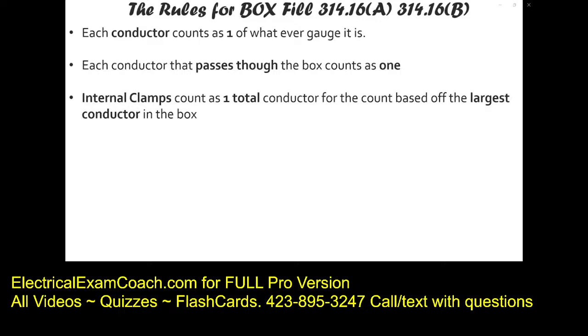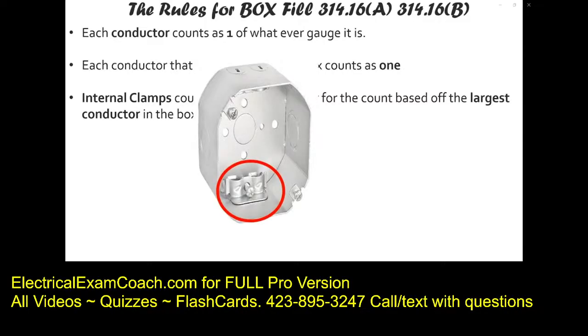Let me show you what I mean. This is an internal clamp. The clamping mechanism is inside the box. Well, it's taking up some of my space, so we have to account for it somehow. What this code is stating is it doesn't matter if I have 1 or 5 of these clamps, we're only going to count it as one, and it's going to be grouped with whatever the largest conductor is in the box. Meaning if I have 12 and 10 gauge conductors inside that box, this internal clamp would count as one 10 gauge conductor. All of the fittings we're going to convert over to conductors, then the conductors we're going to convert over to the cubic inches, and you'll know more of what that means as we go through this lesson.